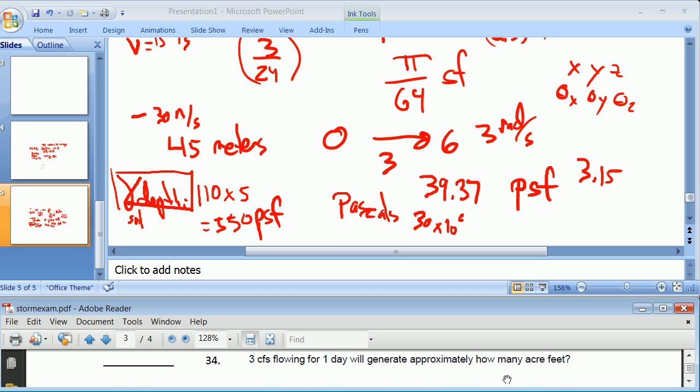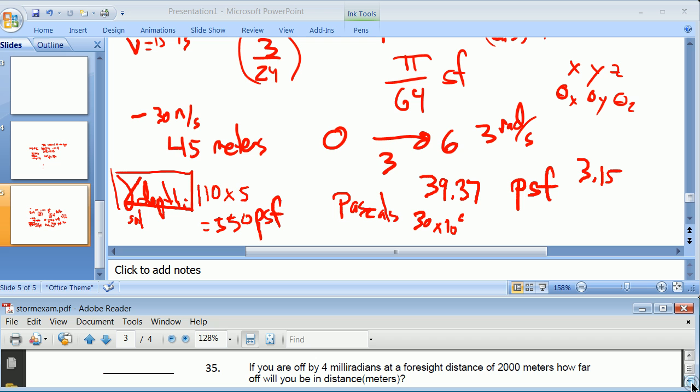3 CFS for 1 day will generate 6 acre-feet. 4 milliradians at a foresight distance. This is an S equals R theta.